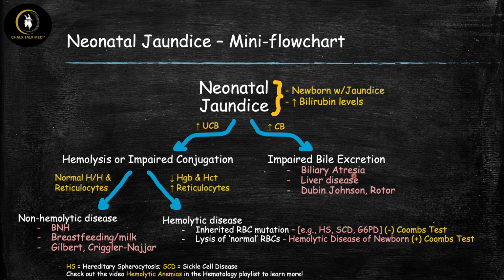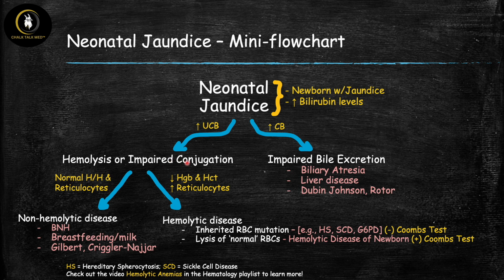Some of the major diseases I've included here are biliary atresia, liver disease, and a couple of your inherited hyperbilirubinemias, Dubin-Johnson and Rotor. But we're going to be working over here because this is more relevant to our talk today. So you have high unconjugated bilirubin levels. The conjugated bili is fine. And there's really only two reasons for this. Number one, you're generating too much unconjugated bilirubin, which is due to hemolysis. And number two, you have impaired conjugation.